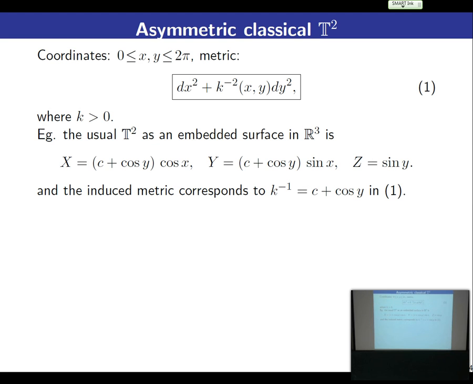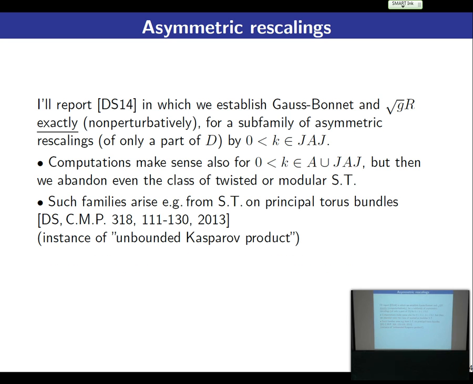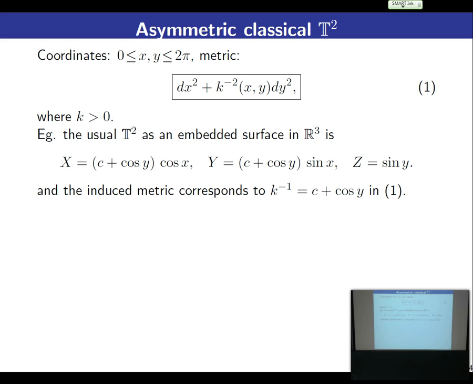Okay, so let's take the classically asymmetric torus, with coordinates from 0 to 2 pi. The metric has a coefficient in front of dy squared, where k is a positive function of x and y. For instance, the usual embedding of T2 in R3, given by this particular prescription, has the induced metric which corresponds to k inverse, or k equal to 1 over c plus cosine y.